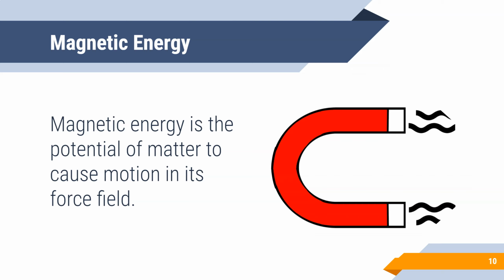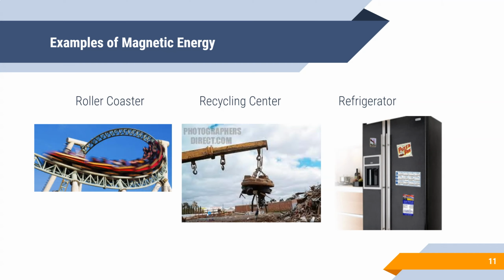But also, we know that magnets can attract or repel each other, right? So that causes some sort of motion. When it attracts, they come together or pull together, and when they repel, they push away from each other. And that is some motion.